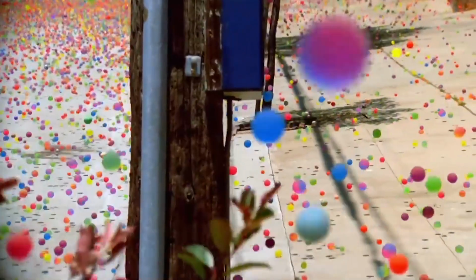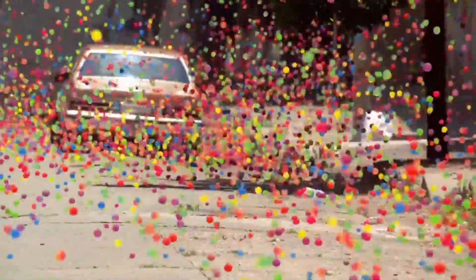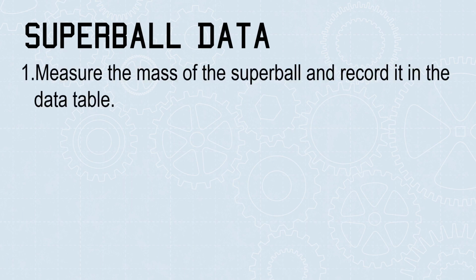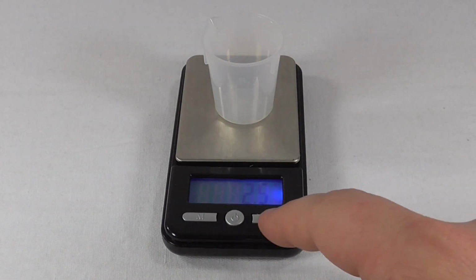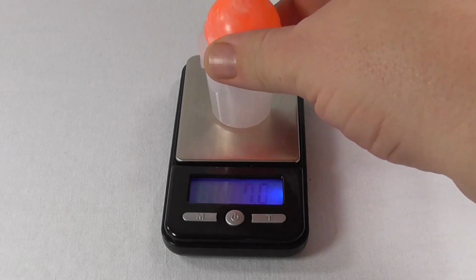In this lab, you'll drop bouncy balls from a given height and measure their recovery bounce height. This will help you calculate the percent of energy recovered during the bounce. Follow these steps to collect your SUPERBALL bounce data. 1. Measure the mass of the SUPERBALL and record it in the data table. Use a small measuring cup to keep the ball from rolling off, but remember to zero the scale.